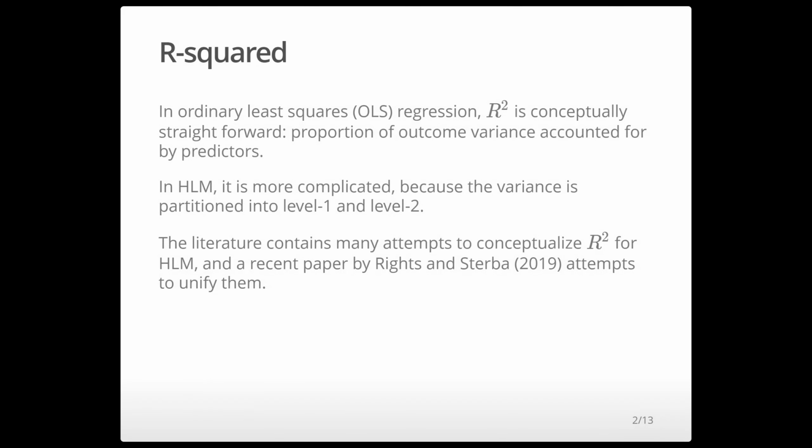So R squared in ordinary regression, or ordinary least squares regression, is a pretty straightforward concept. It's the proportion of outcome variance accounted for by the predictors. In HLM, this gets quite a bit more complicated because the variance is partitioned into level 1 and level 2. We don't only think about our total variability in our level 1 observations, we also think about the level 2 variability. So how do we think about R squared when that's the case?